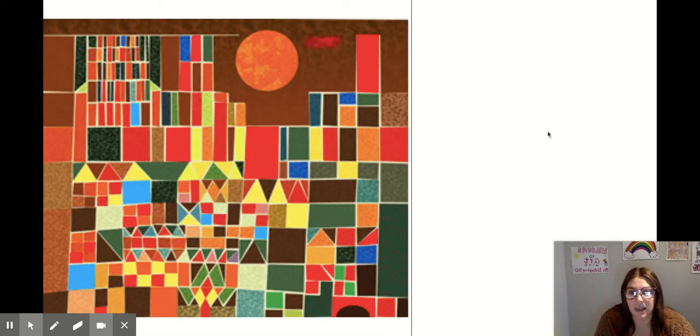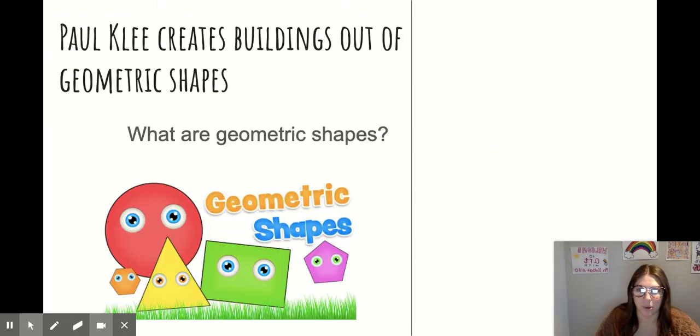And he did the same thing with his buildings. Instead of making his buildings look like buildings we might see when we walk outside, he used a lot of different shapes and lines and colors. So take a moment to try to identify some of the shapes that you see in this artwork, because you might want to use some of them in your own artwork. And hopefully you notice things like squares, rectangles, circles, triangles, maybe trapezoids. Those are all really great shapes and shapes that we're going to continue to talk a little bit more about.